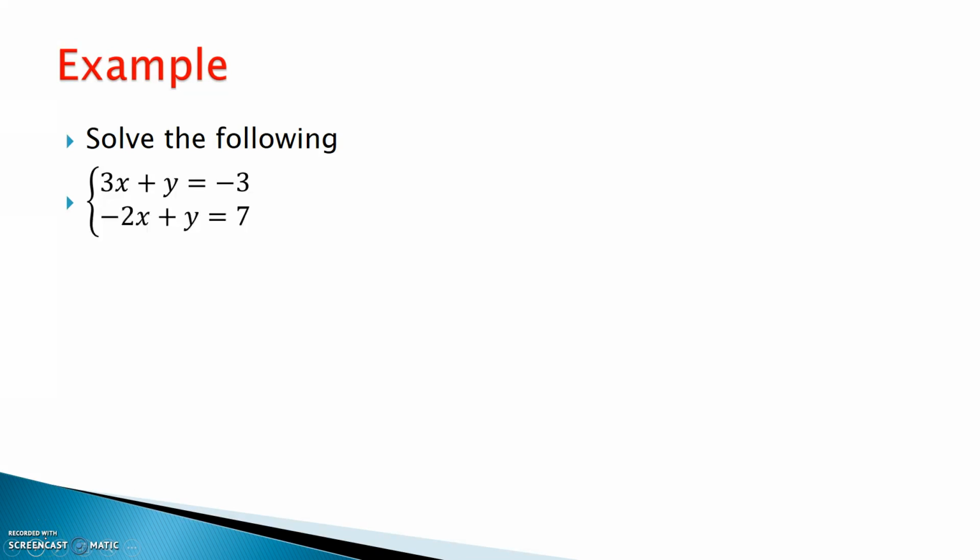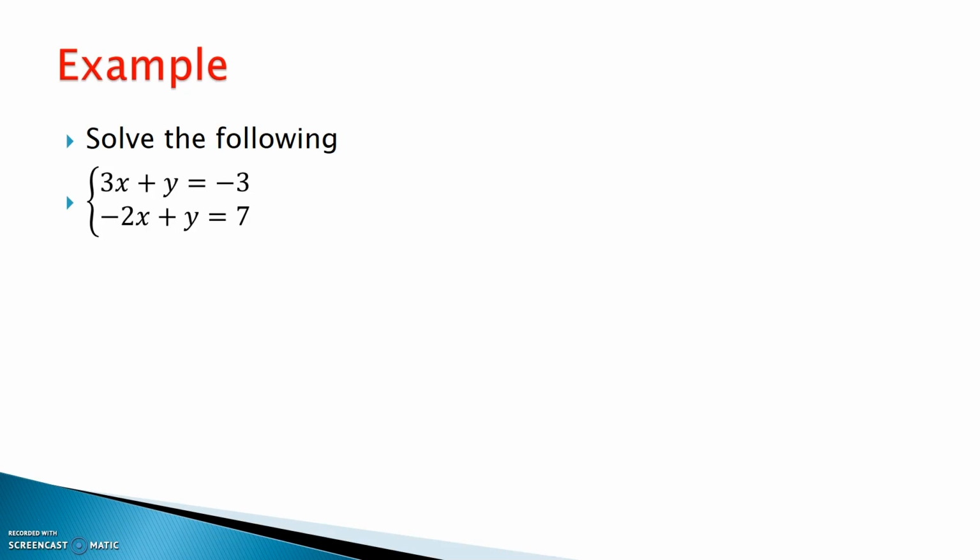All right, so here is our very first example. So make sure you copy this down. I'm going to go through this one with you, so follow along. It says solve the following. I have 3x plus y is equal to -3, and I have -2x plus y is equal to 7. Now again, I want to solve this by substitution. Remember, the very first thing is I have to get one of the variables by itself, either x or y, but I want to be smart about this so I don't do extra work.